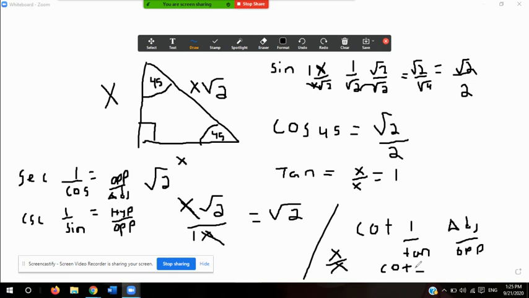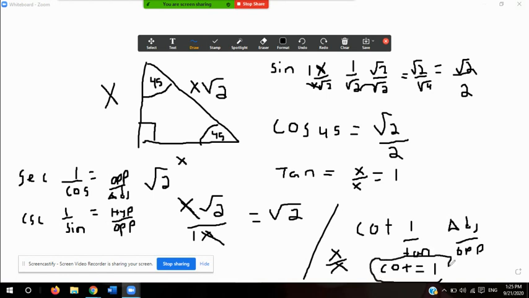Let me box that in down here. Okay, that didn't work. Okay, so the cotangent equals 1. And that would be the answer for the cotangent of 45, okay?